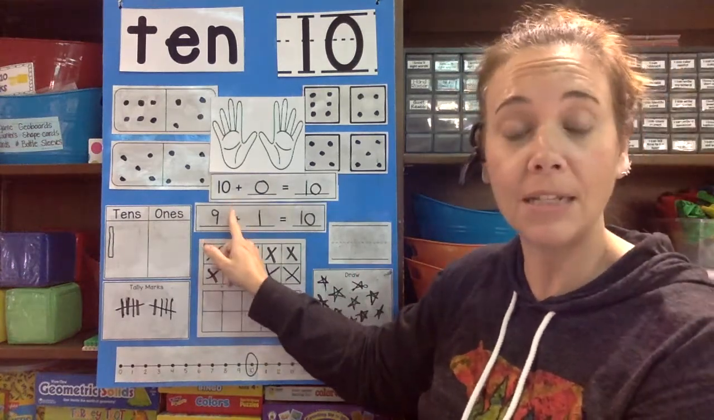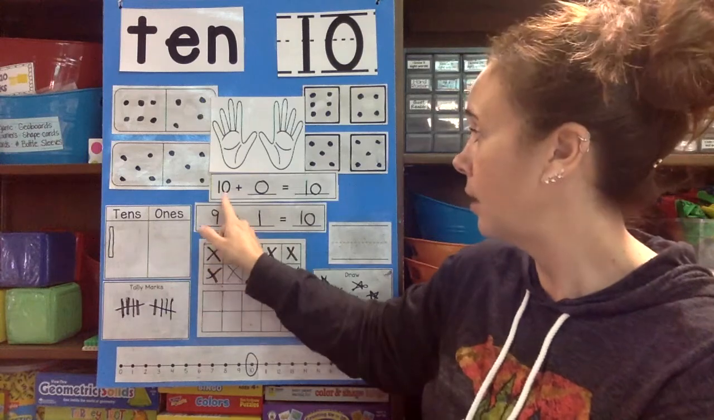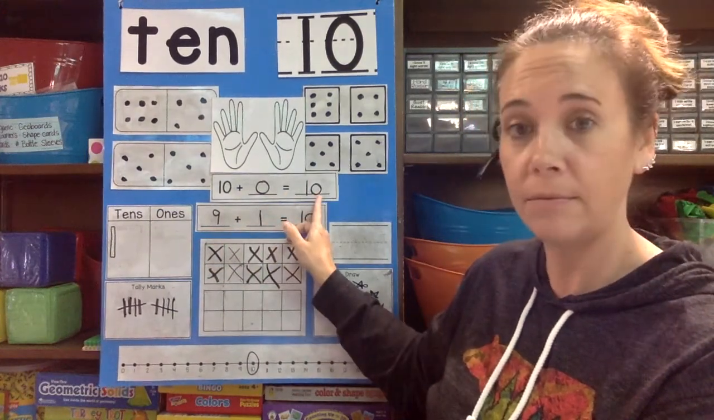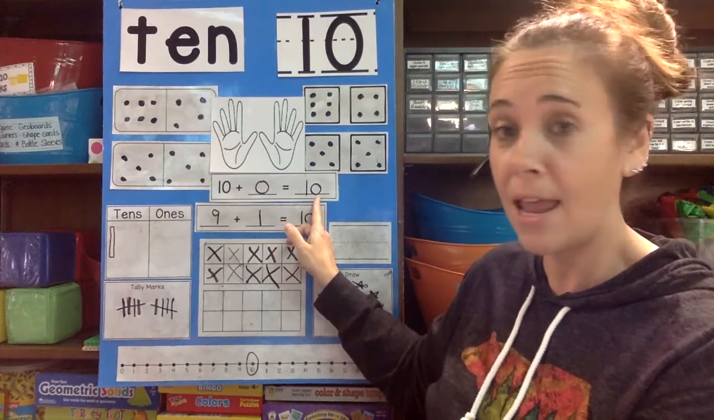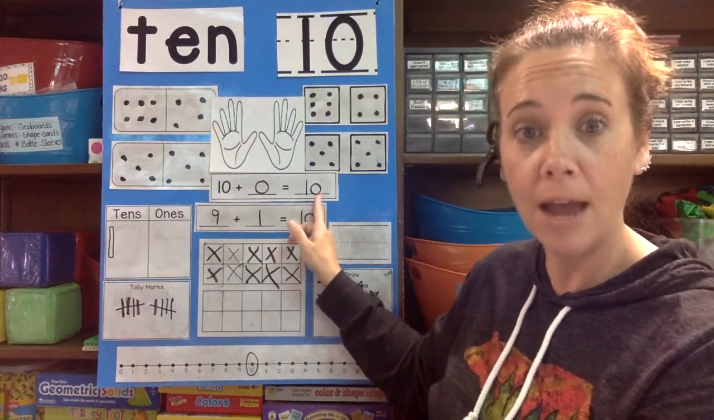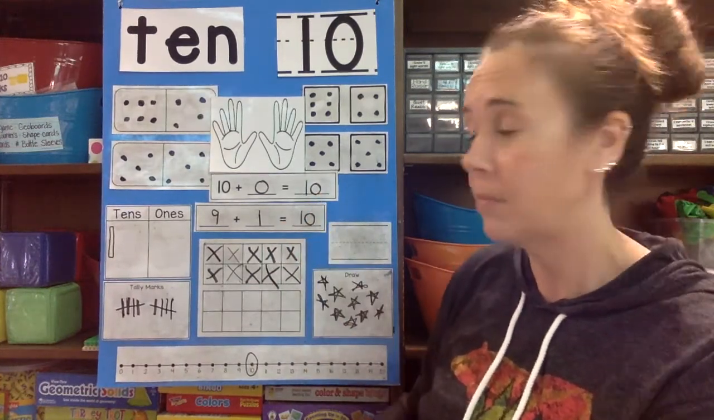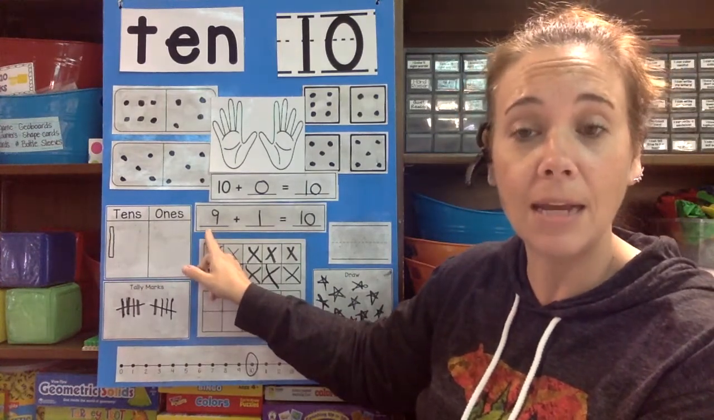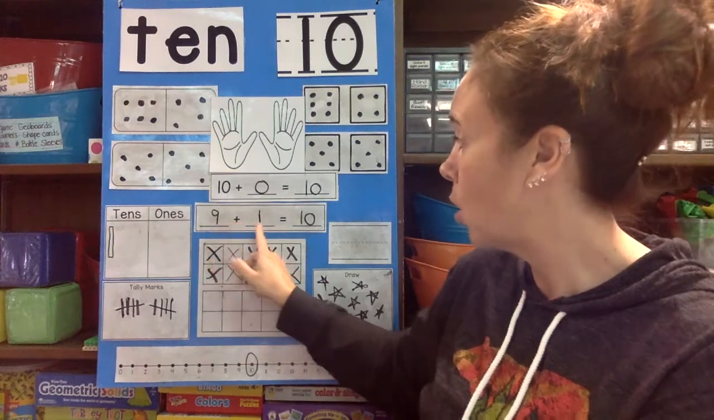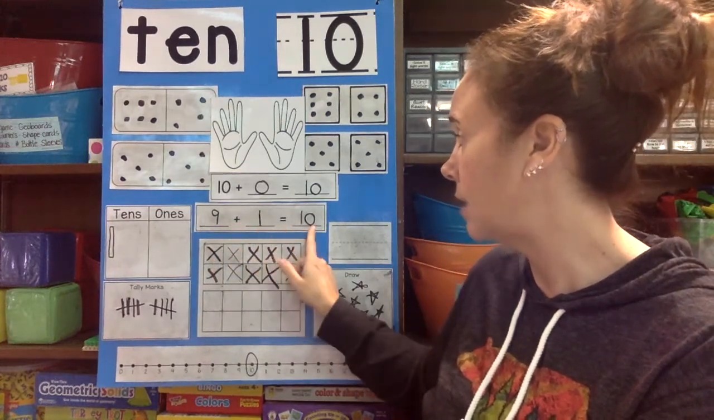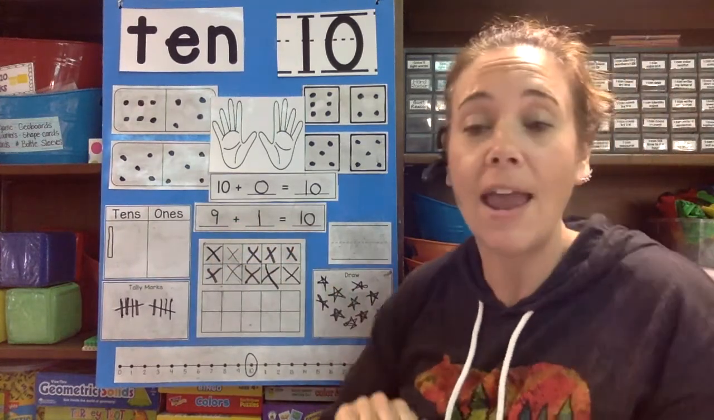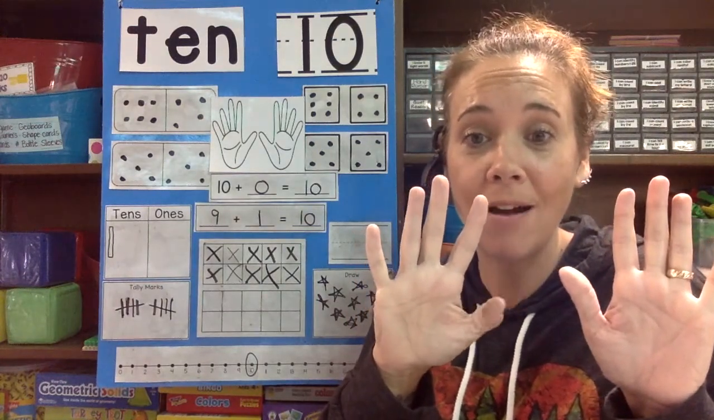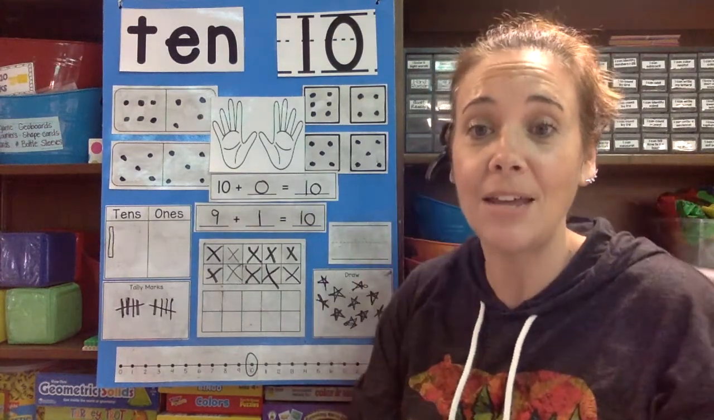I can write number sentences using the number 10, like 10 plus 0 equals 10. If I have 10 and I don't add anything more, I still have 10. I can also do another number sentence. This time I did 9 plus 1 equals 10. If I have 9 and I add 1 more, that makes 10 total.